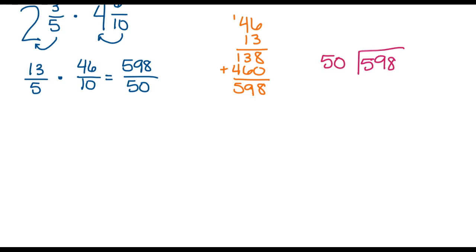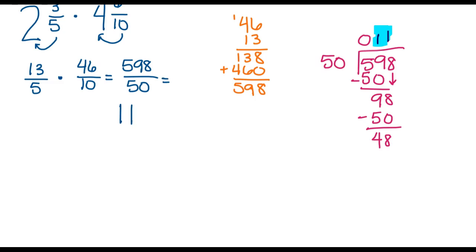We know 50 can't go into 5. So 50 can go into 59 one time. We're going to subtract 9, bring down the 8. Think of 50s as 2 quarters. I know it can't go in again, because I know more than that would be just too much. And this is going to give me 48, which tells me that it can go in 11 whole times with 48 remaining. So what that means for us is that it's going to be 11 and 48 over 50.